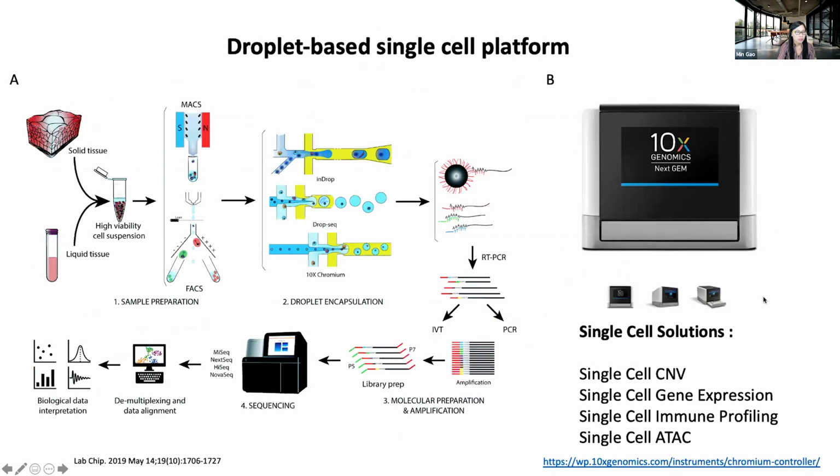The most popular single cell platform is the droplet-based single cell platform. Here shows the basic workflow. We can prepare the cells from solid or liquid tissue. Use the droplet method to split the cells. Then we can prepare the cDNAs from the cells and send them for sequencing. After we get the sequencing reads, we use bioinformatic methods to analyze them. We can address lots of biological questions.